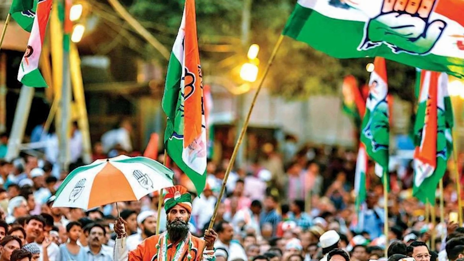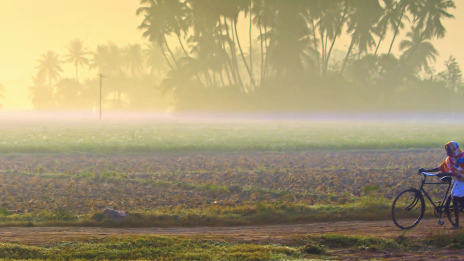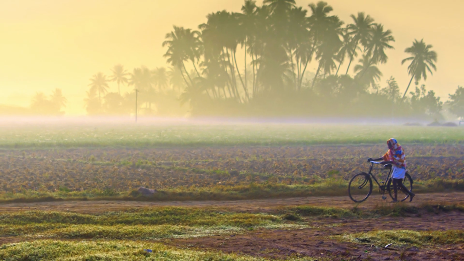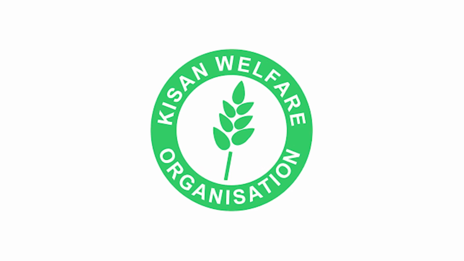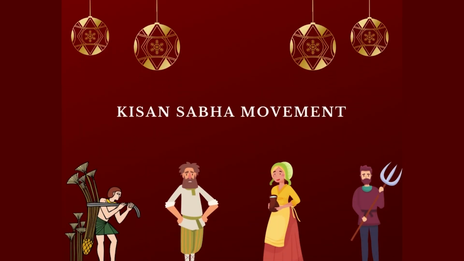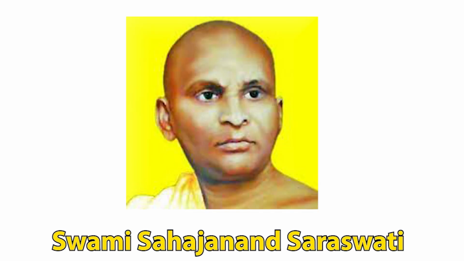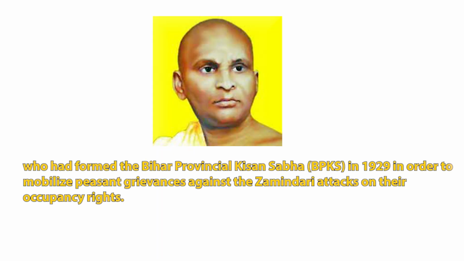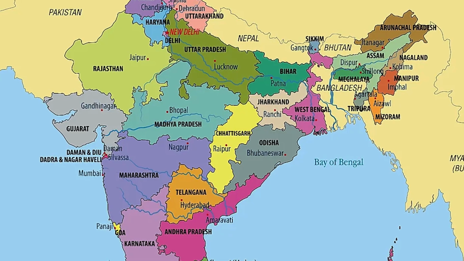The Congress policy of safeguarding the interest of the zamindars and landlords led to the emergence of independent class organization of the Kisans in rural India. Consequently, the Kisan organization came into existence in different parts of the country. Kisan Sabha movement. The Kisan Sabha movement started in Bihar under the leadership of Swami Sahajanand Saraswati, who had formed the Bihar Provincial Kisan Sabha in 1929 in order to mobilize the peasant grievances against the zamindari attacks on their occupancy rights. Gradually, the peasant movement intensified and spread across India.